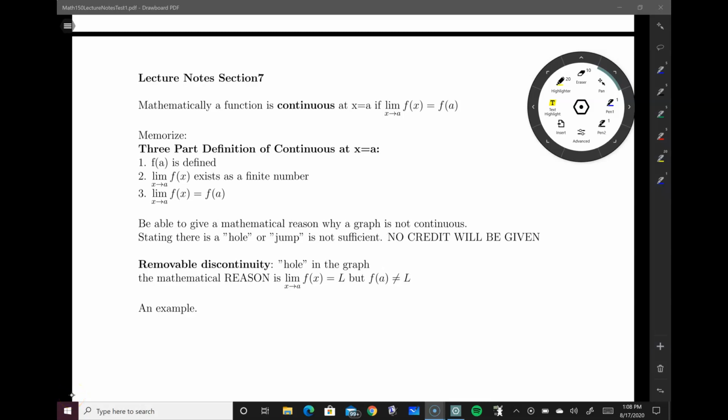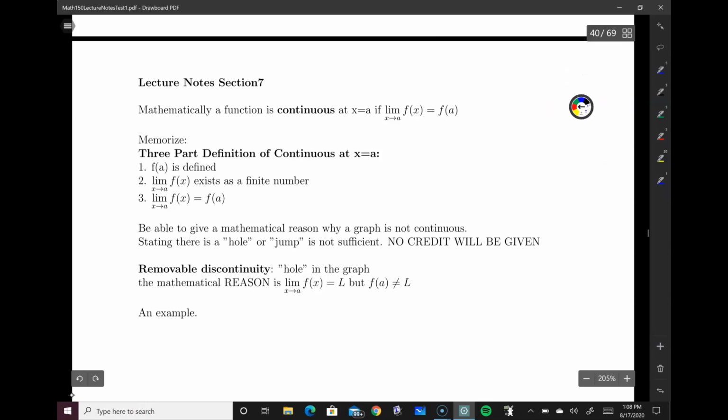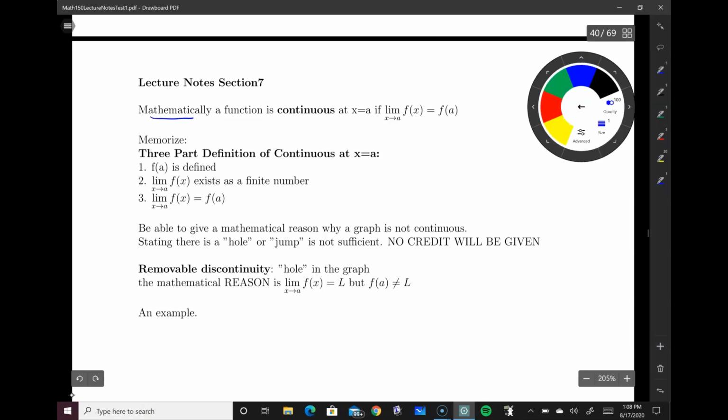All right, so now we're going to talk about mathematically what does it mean for a function to be continuous. Okay, so I want you to know that continuous really does mean drawing without lifting your pen. Drawing a function without lifting your pen. So we're going to find a math way of saying that.